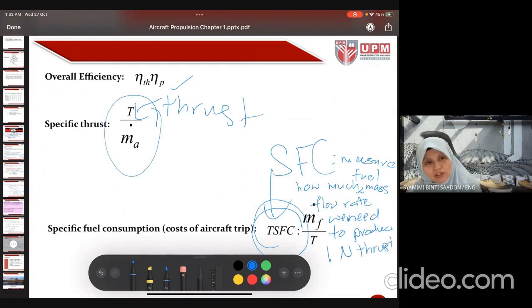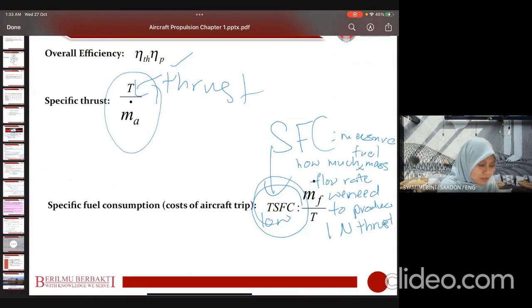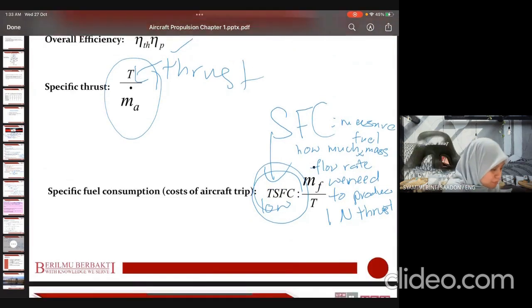It means that we want to achieve a low value of the SFC as much as possible, because a low SFC means that we use less fuel. That is one of our objectives, a way to identify whether the aircraft engine is performing well or not. Less fuel means less TSFC.